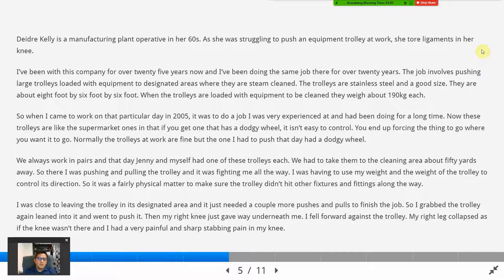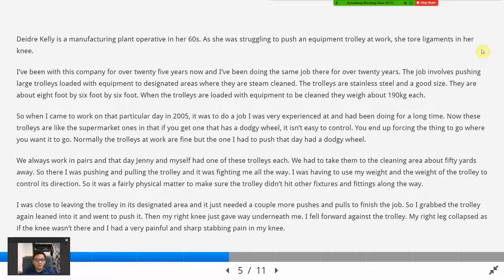At the same time, she should have worked in pairs with a colleague, but the colleague was not around. So she had to do it by herself. And then at some point she had to struggle with the weight of the trolley, plus the dodgy, broken wheel. So she had to put extra physical force. She had to use the full strength of her body to push the trolley to its destination. Somehow during that process, she tore the ligament in her right leg.